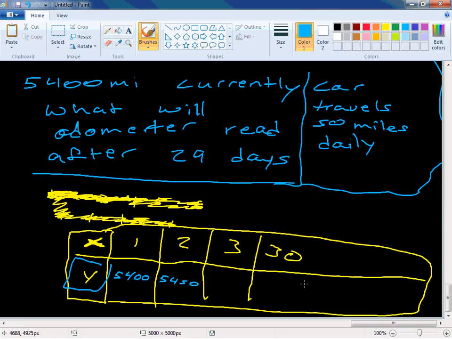Well, you could go along and keep doing this for every day for 30 trials, and finally come to that number, but to save time, you can use a specific formula. Before we even do that formula, I need to know this is an arithmetic sequence. What tells me that? The y values have a common difference. And what's the common difference for the car? It goes 50 miles every day. So 5,450 minus 5,400 is 50. So my common difference is always going to be 50. Okay.